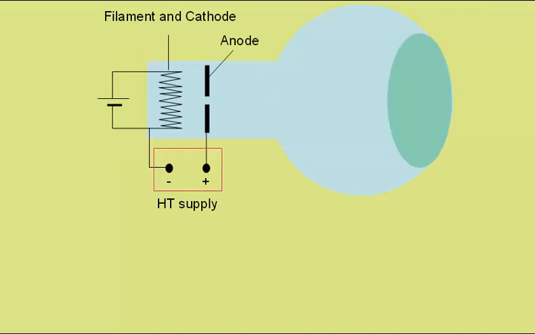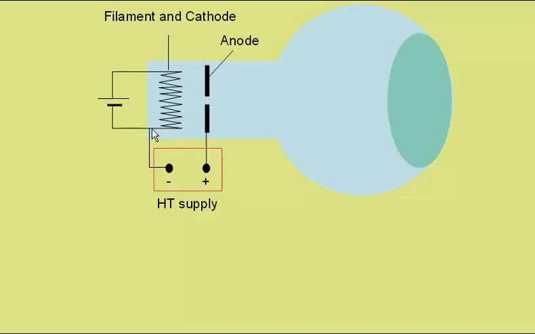This is a more complicated discharge tube. We have a filament here, rather like the filament in a light bulb. This is heated by this low voltage power supply. That causes a cloud of electrons around the outside of the filament. We say the electrons have been boiled off.